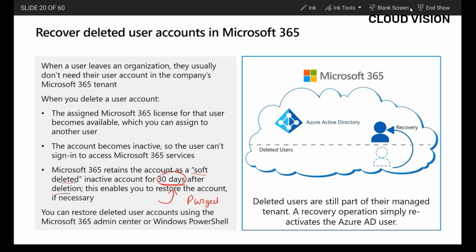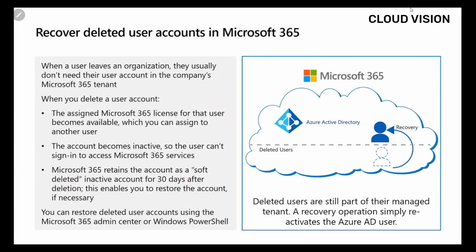Now, one thing that you have to remember is whenever you initiate a recovery for an account, just restoring the account will not automatically restore all of the data. Once you restore an account, you have to make sure that you reassign the license to that account, and that will automatically initiate a recovery for all of the associated data with that account, such as mailbox data, SharePoint data, OneDrive data, or something like that. Again, you can use your Microsoft 365 Admin Center or Windows PowerShell to perform this function.